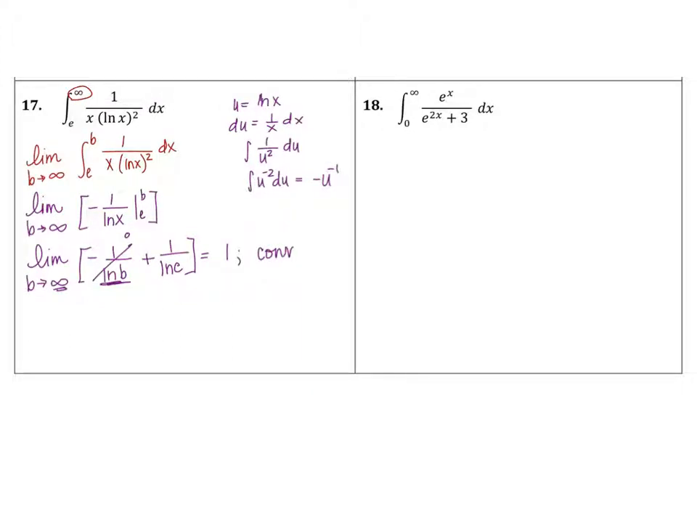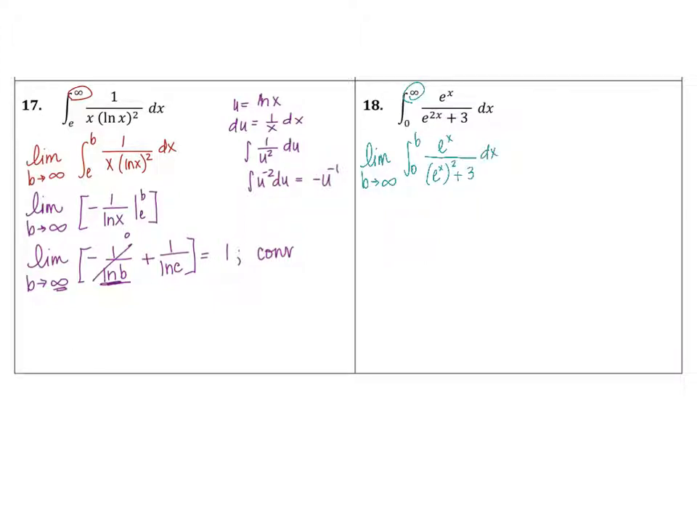Okay, and our final problem here. For number 18, looks like we've got a couple of things we can do with this. I would look at maybe doing a u-substitution. Now we do have our bound up here, so let's go ahead and do our limit as b approaches infinity of the integral from 0 to b of e to the x over, and I'm going to rewrite this to be e to the x squared plus 3 dx.